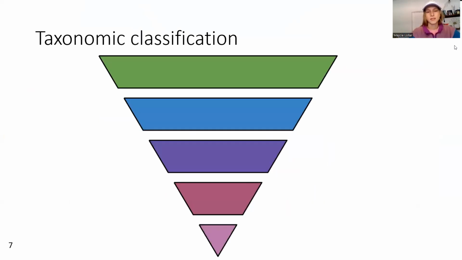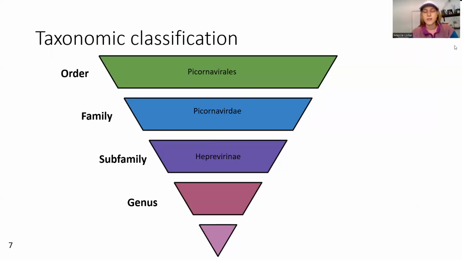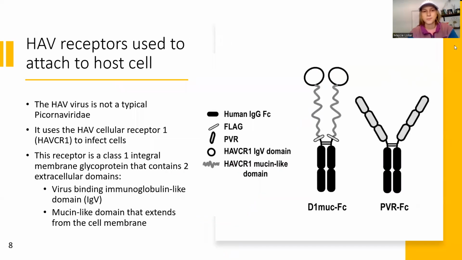So for the taxonomic classification, the order is Picornaviridae, the family is Picornaviridae, the subfamily is Hepataviridae, the genus is Hepatovirus, and the species is Hepatovirus A.